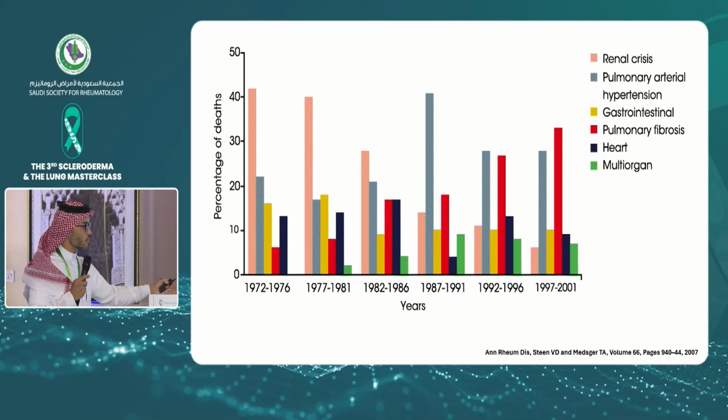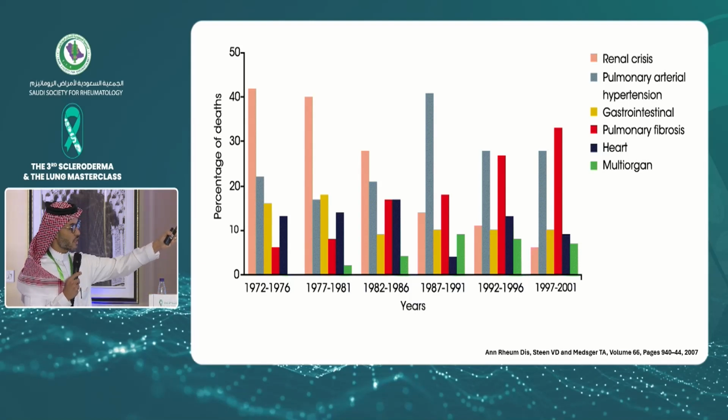After the introduction of ACE inhibitors in scleroderma renal crisis and the significant reduction in mortality, we saw a trend in the leading cause of death shifting to pulmonary causes, such as pulmonary arterial hypertension and pulmonary fibrosis, in the gray, the blue, and the red column.